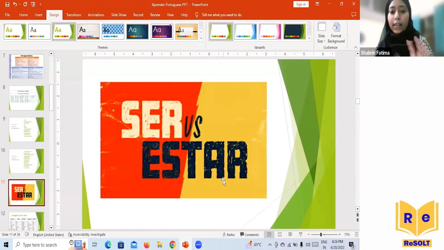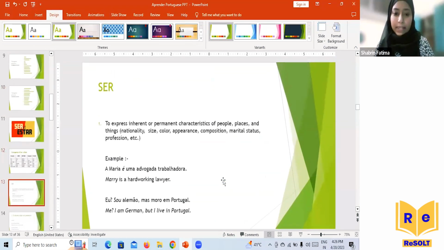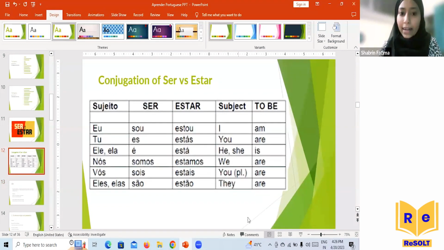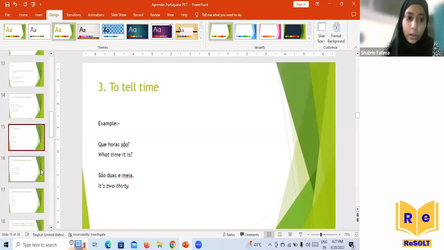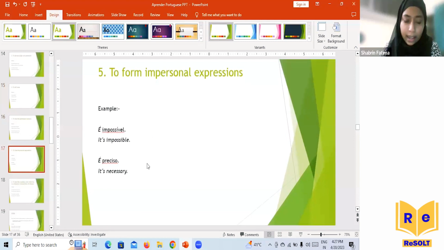Now let's have a look at the difference between ser and estar verbs. Actually, ser and estar both are verbs that mean to be. In the presentation, I have all the examples and details about this, but in short, let me tell you the difference. Although the meaning is the same for both verbs, that is to be, we use ser for permanent characteristics. If I want to say my name is Shabrin, that is a permanent state that can't be changed, so we use the ser verb. But for a changing state, we use estar, like I am sleepy, I am sick, I am hungry. For those changing patterns, we use the estar verb. So in short, this is the difference between ser and estar. You can get all the details in the presentation, I have written them over there.